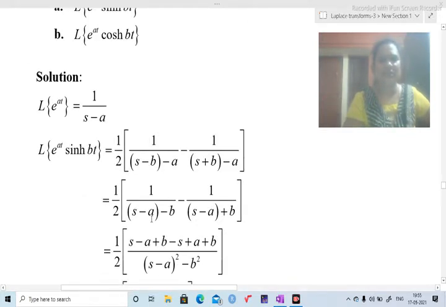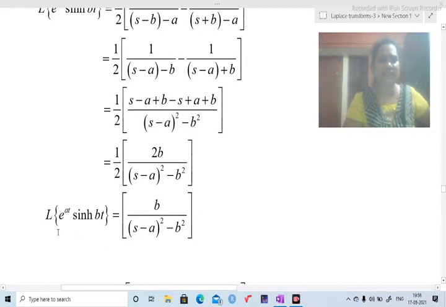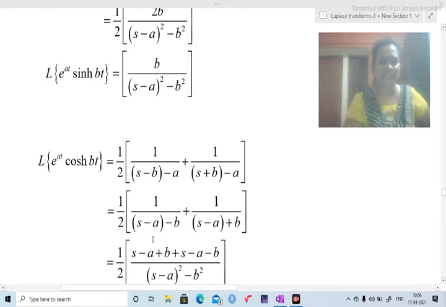So, now we are going to rearrange the denominator. Observe, this is (a minus b) into (a plus b). So, (a minus b) into (a plus b) is a square minus b square. So, the denominator becomes like this. Take LCM and simplify. Then we are going to get the Laplace transform of e power at into sinh bt as b by (s minus a) whole square minus b square.